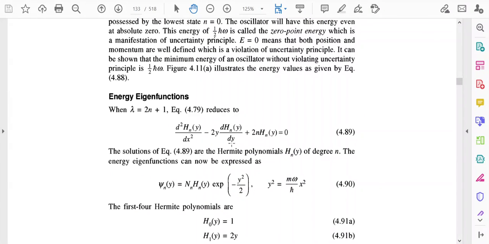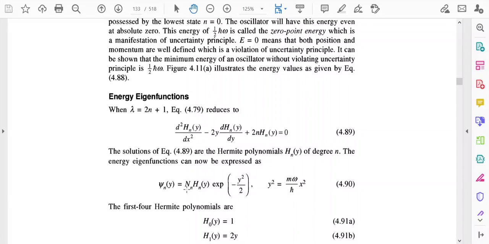So this equation is known as Hermite's equation, and the solutions of this equation are known as Hermite polynomials H_n(y) of degree n. So the energy eigenfunction can be represented as psi_n(y) equal to N H_n(y) e to the power minus y square by 2. I think in the previous lecture you can recall that we assumed the solution like this.